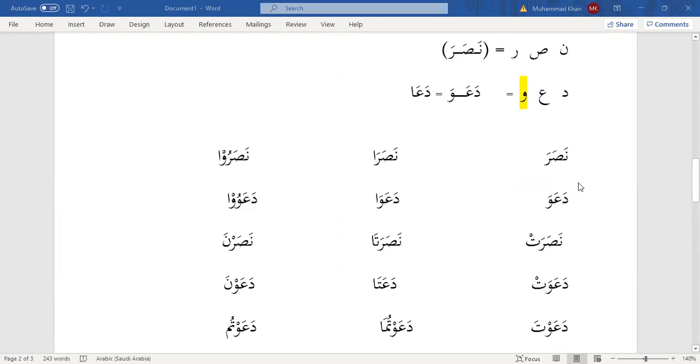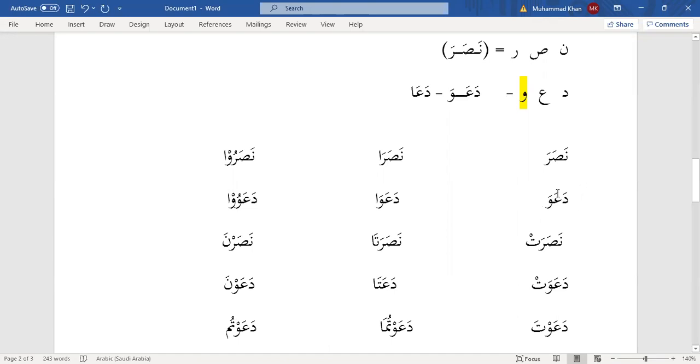As we always do, first we look at the bab, which is nasara. So let's look at the verbs of nasara. We have learned it and discussed it many times: nasara, nasara, nasaru. Now here, the first change will take place. First I have written the verbs as they are supposed to be, and then we will make changes.